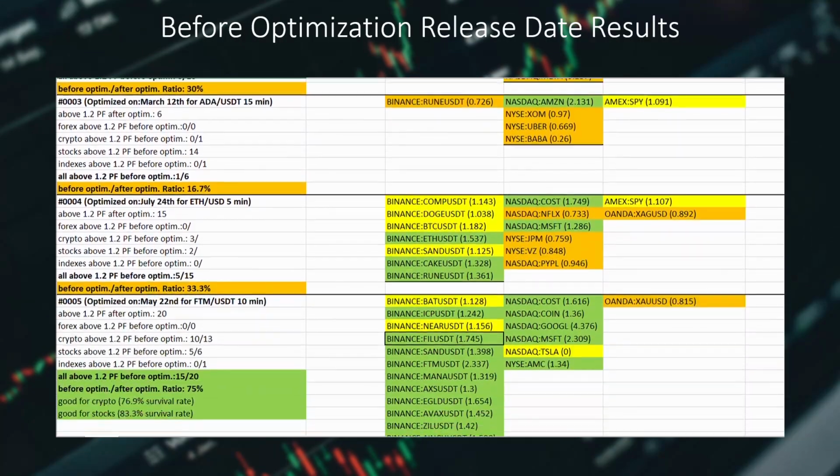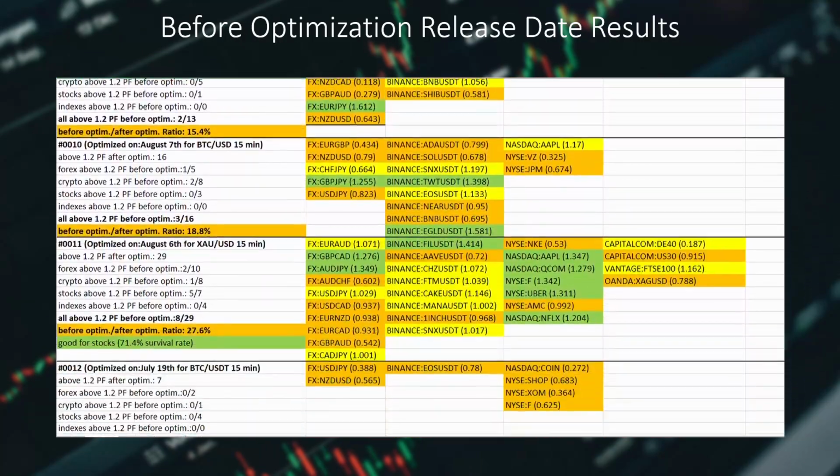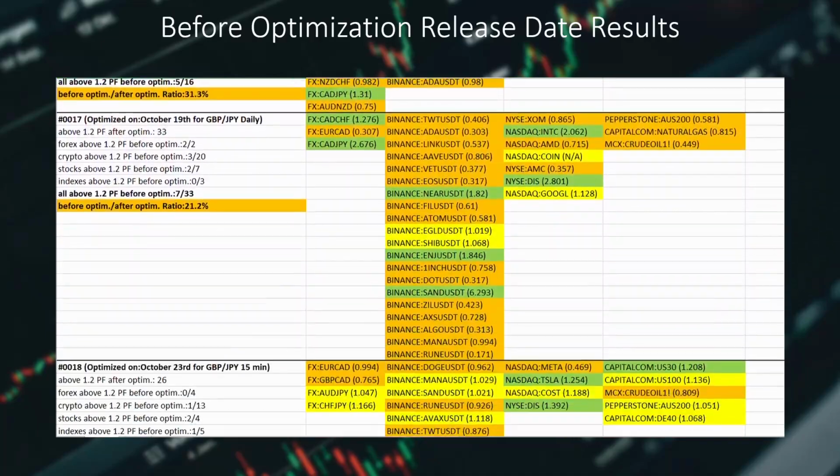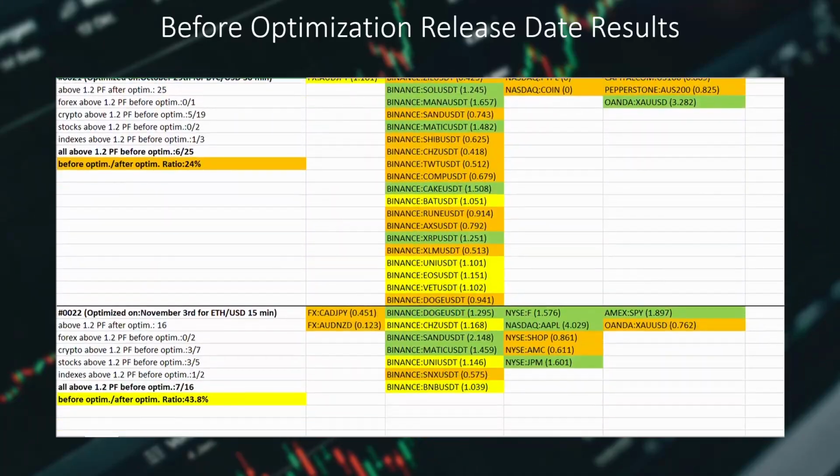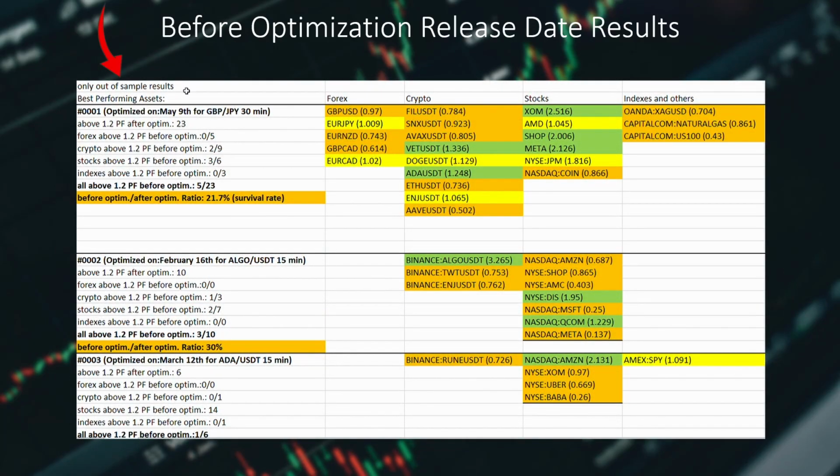Here you can see the results on 1 year of price data before the optimization release date, tested on all the assets that had an above 1.2 profit factor after the optimization release date. On the left side of the spreadsheet, you will find the most important statistics. Here you can see the number of assets that were profitable after the strategy optimization date using the specific optimization, as well as the number of Forex pairs, crypto pairs, stocks, and indexes that were profitable before the optimization release date. Moving on, you can see how many assets that were profitable after the optimization release were still profitable before the optimization date.